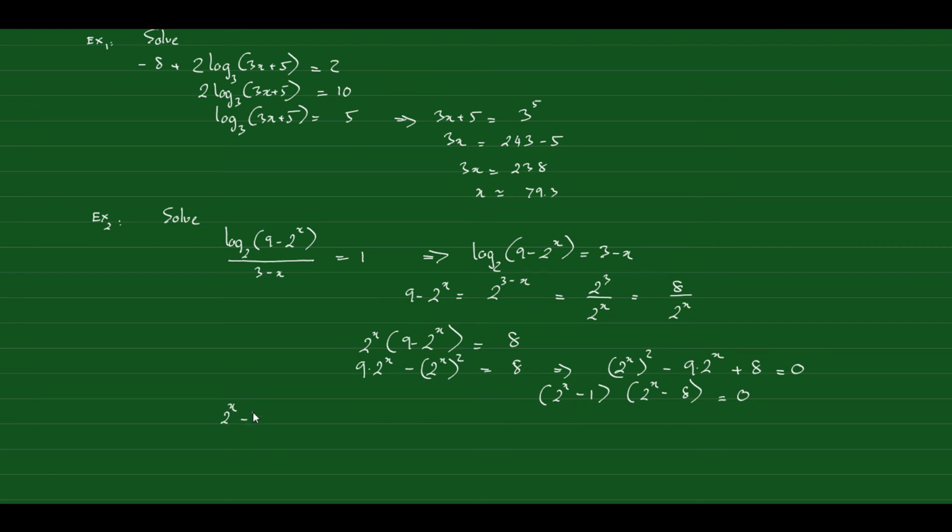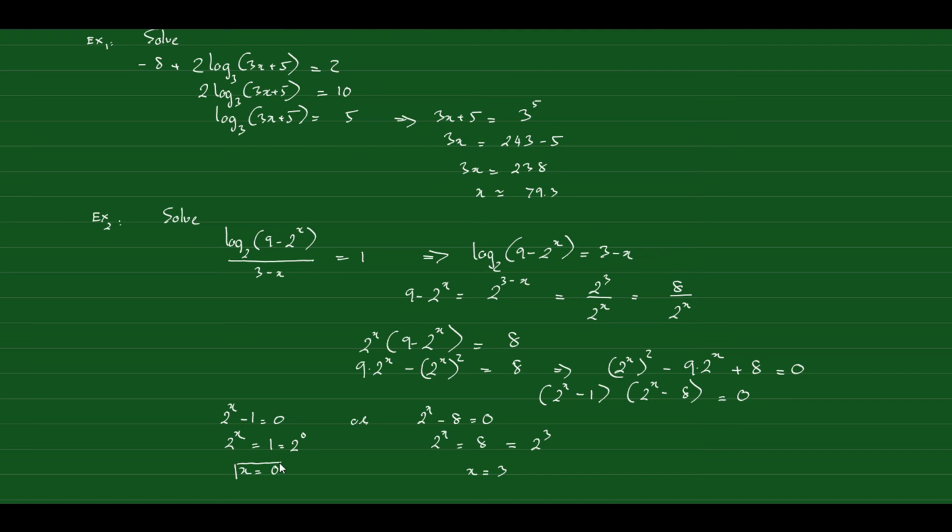So I have 2 to the x minus 1 equals 0, or 2 to the x minus 8 equals 0. This gives you 2 to the x equal 1. Then 1 is 2 to the 0, so x equal 0 is one answer. And 2 to the x equal 8. 8 is 2 to the third, so x equal 3. Alright, so I have two answers.